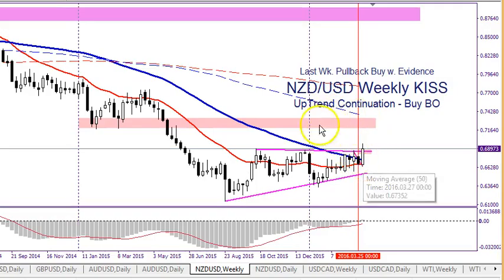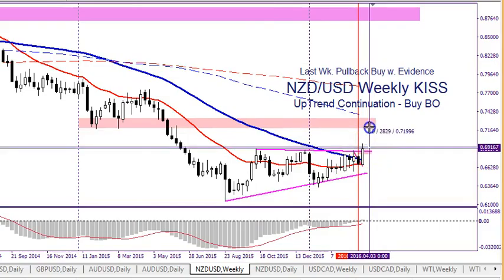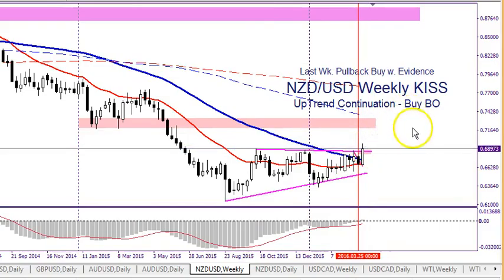Okay, so this week I see the uptrend continuation, continuing to the upside. We've got lots of room from here all the way here, and that means once price goes higher, it's going to move at least another 300 pips or so. And again, what you can do is buy the breakout or just wait for a little bit of a pullback.